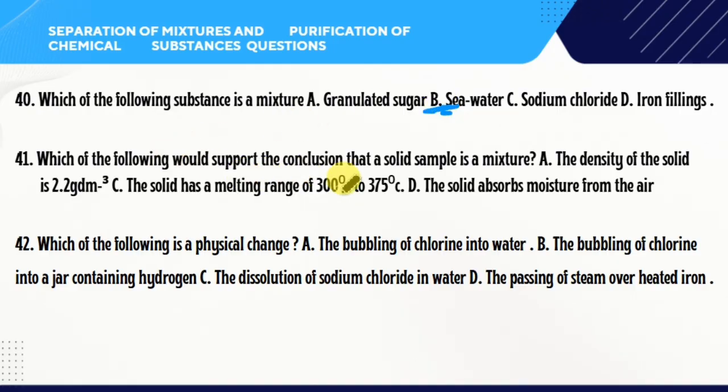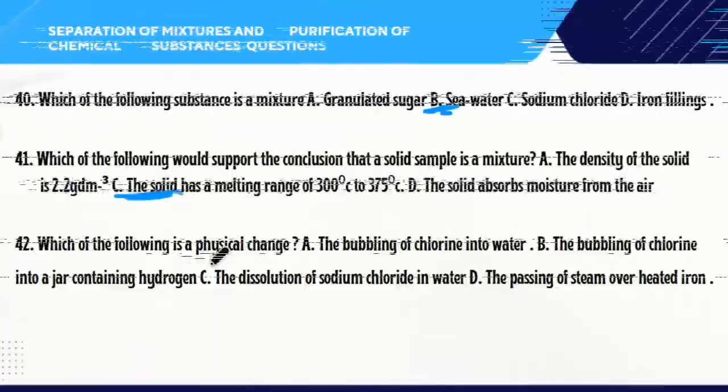Which of the following supports the conclusion that... okay, I think we have come across this particular question before. Option C. Which of the following is a physical change? Bubbling of chlorine into water.